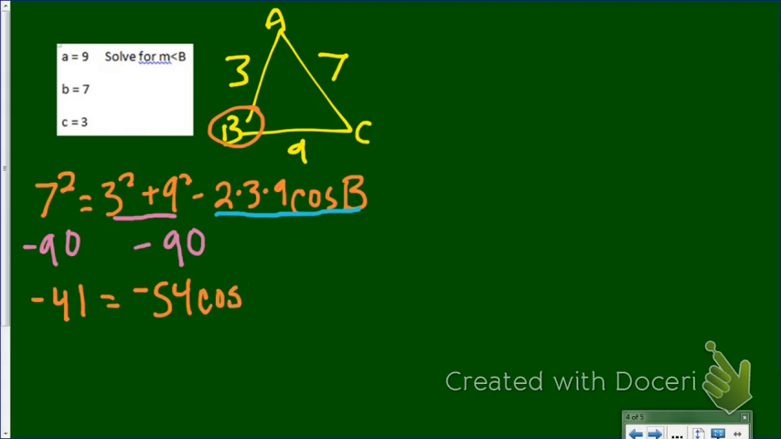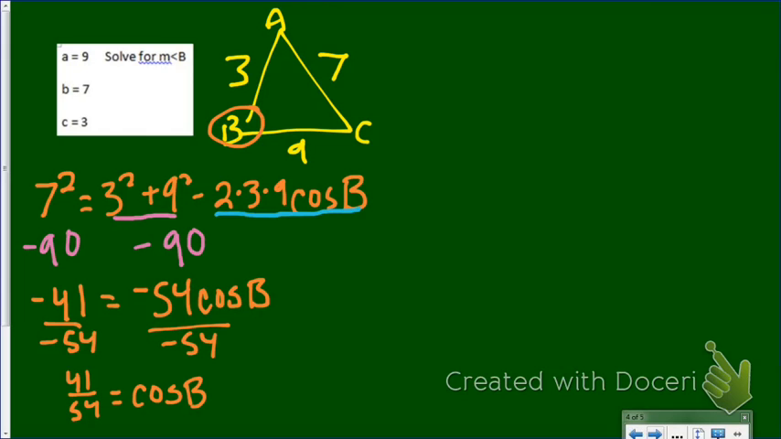So now, just like when I solved those inverses, I need to get the cosine of B by itself, which means I need to divide by negative 54. So now I know that 41 over 54 is equal to the cosine of B. And at this point, hopefully this is pretty simple because we've seen these a lot now. The only way to get angle B by itself is to rewrite this function as an inverse. So in order to find angle B, what I'll type in my calculator is cosine inverse of 41 over 54. And that's going to tell me the measure of angle B.